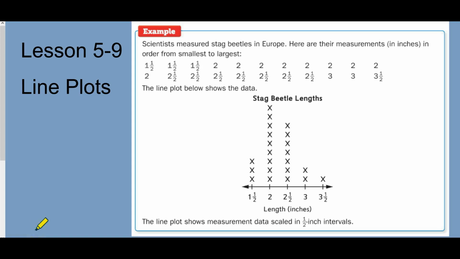This is lesson 5-9, line plots. Here we have a line plot about the length of stag beetles. This is the data that was plotted on our line plot. Let's notice the parts of a line plot.